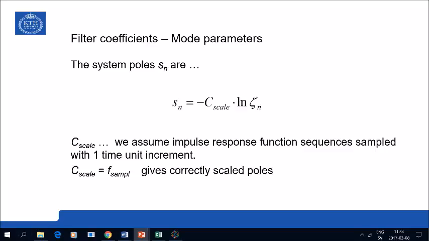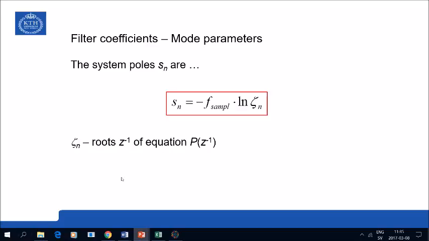So in order to get correctly scaled poles, we have to multiply with a scaling factor that is equal to the sampling frequency. If we do that, then we get correctly scaled poles. So this is the relationship we have been looking for. The system pole corresponding to a denominator root is obtained by taking the natural logarithm of the denominator root and multiplying with minus the sampling frequency.